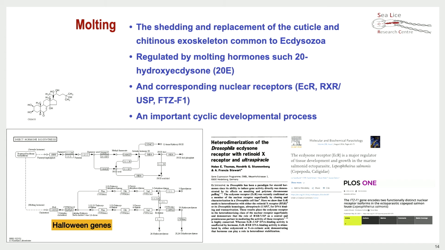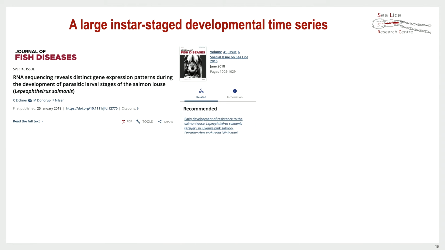Their corresponding nuclear receptors, ECR, RXR, FTZ, have been studied here. Also, this has been very well studied in Drosophila. It's an important cyclic developmental process. And here you see the pathway for making this molting hormone. And there are these so-called Halloween genes, spook and phantom, and these others involved in this pathway. So they make 20E, or insect hormone biosynthesis.